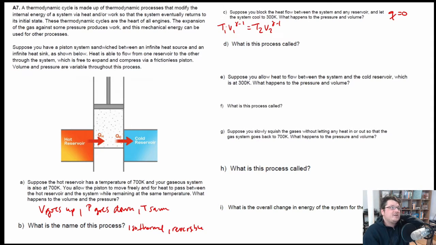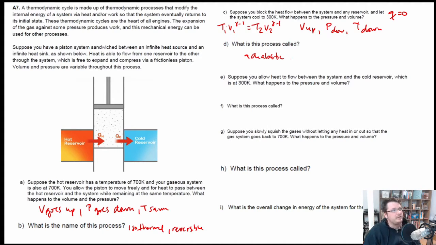So if the initial temperature is higher, we're at 700 Kelvin, and we let it simply cool down to 300 Kelvin in this case, that means that the temperature is going down. Then for those things to stay equal, V2 has to go up. So we know that the volume is going to go up. And if the volume goes up, that means the pressure has to go down. And we know that the temperature goes down as well, but we know it's an adiabatic process.